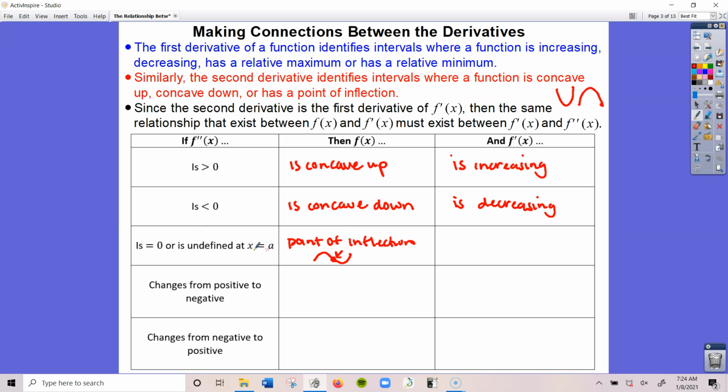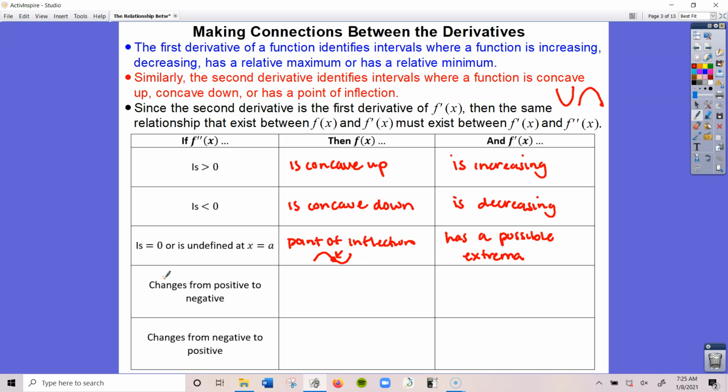Now, if your second derivative is equal to 0 or undefined, that means that the first derivative has a possible extrema, so either a minimum or maximum. Just like when the first derivative is equal to 0 or undefined, there is a possible minimum or maximum for the function. It's the same thing. For the second derivative, if it equals 0, then for the first derivative there is a possible extrema.